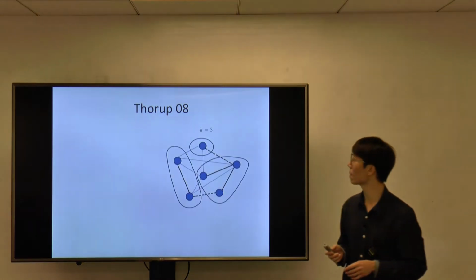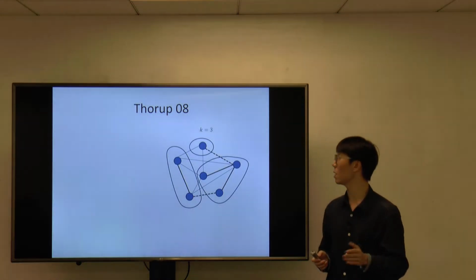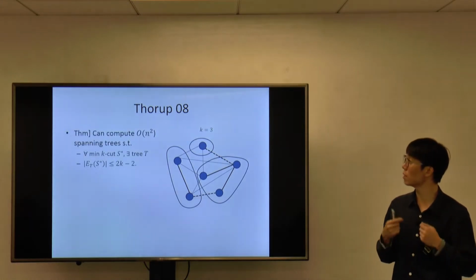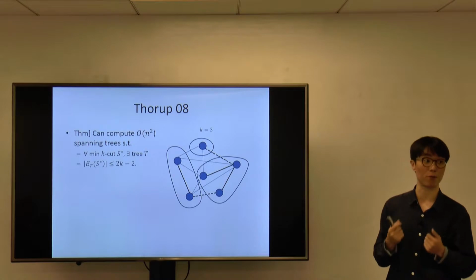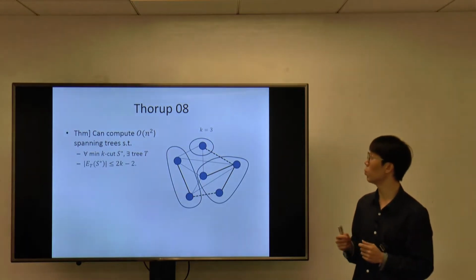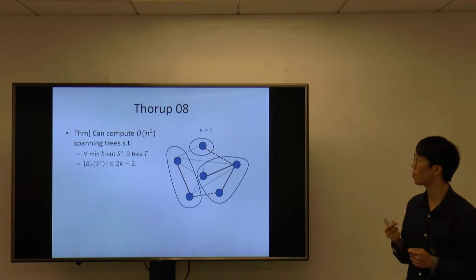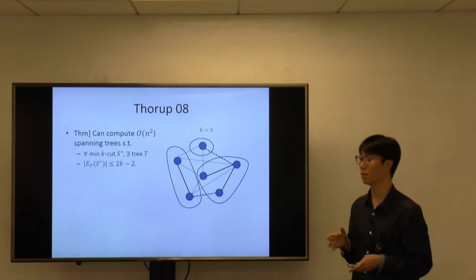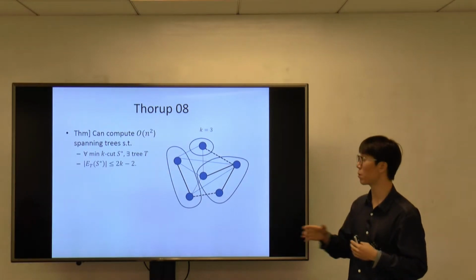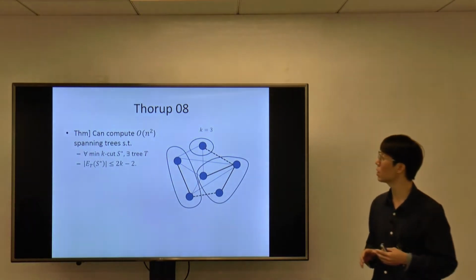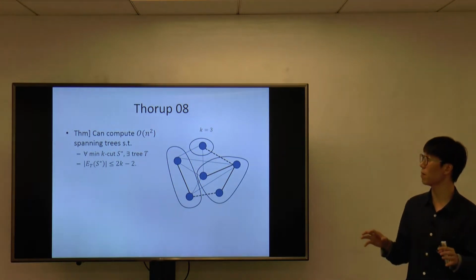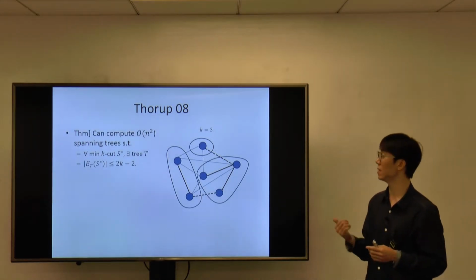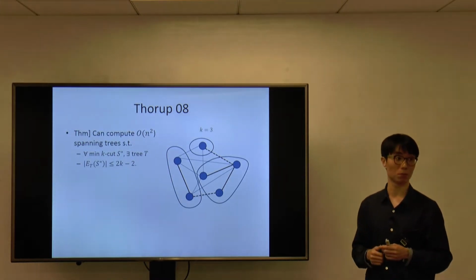As I said, there's another approach, which is due to Thorup. I'm not going to show you the whole proof, but the only thing we're going to use from Thorup's result is a very powerful theorem, which says that in polynomial time, we can compute n squared spanning trees of the graph, such that for any minimum k-cut S star, there exists a tree T in our collection of n squared trees such that the number of edges cut by this fixed optimal k-cut S star is, for that tree T, bounded by 2k minus 2.